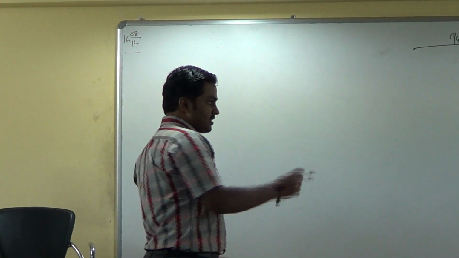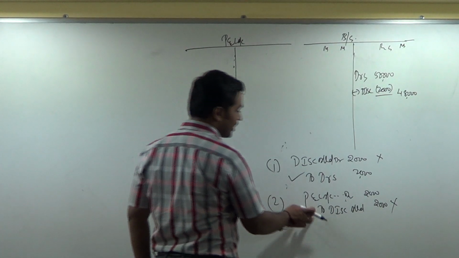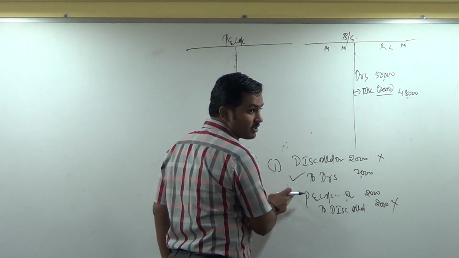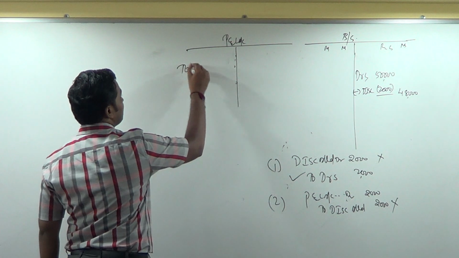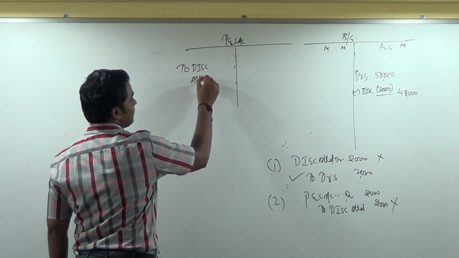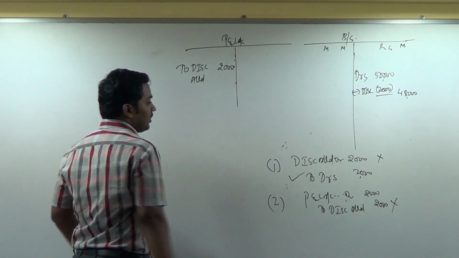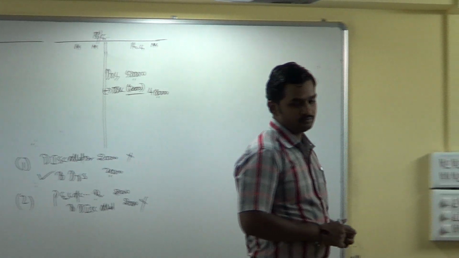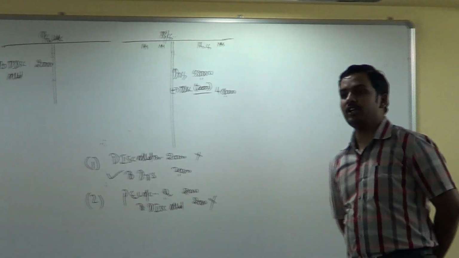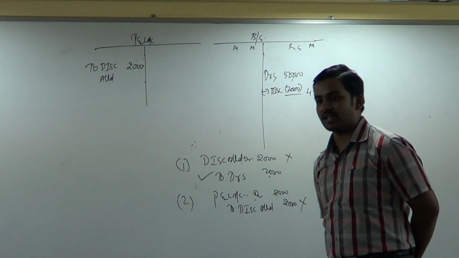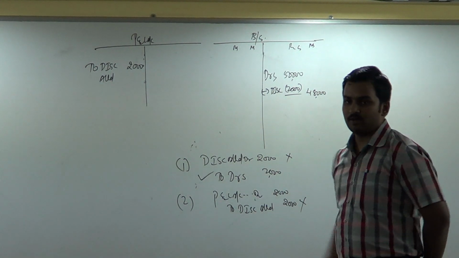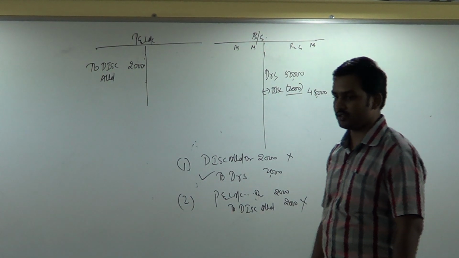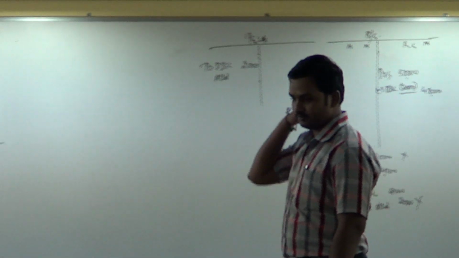Next, what is the next entry asking us to do? It is asking us to credit discount allowed, and debit P&L account. P&L account has to be now debited. So how do you deal with the discount if it is given outside the trial balance? You have to subtract it from debtors and show it on the debit side of the P&L account as a loss.